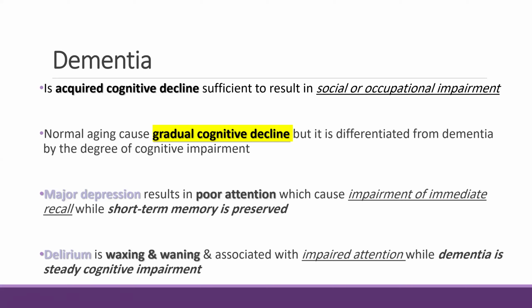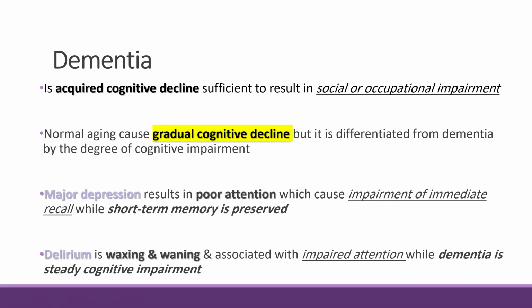So, what we call it difficulty in performing the activity of daily living. And we have basic and instrumental activity of daily livings. However, normal aging can cause a gradual cognitive decline, but it's differentiated from dementia by the degree of cognitive impairment.